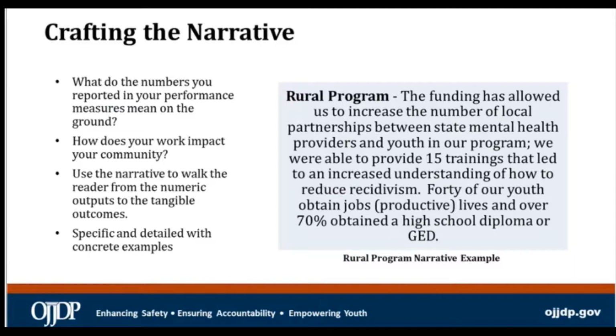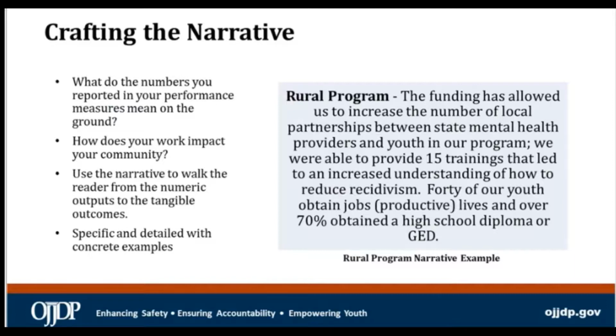What do the numbers you reported on in your performance measures actually mean on the ground? How does your work impact your community? You want to use the narrative to walk the reader from the numeric output to the tangible outcome. And you want to use specific and detailed examples to illustrate your point.